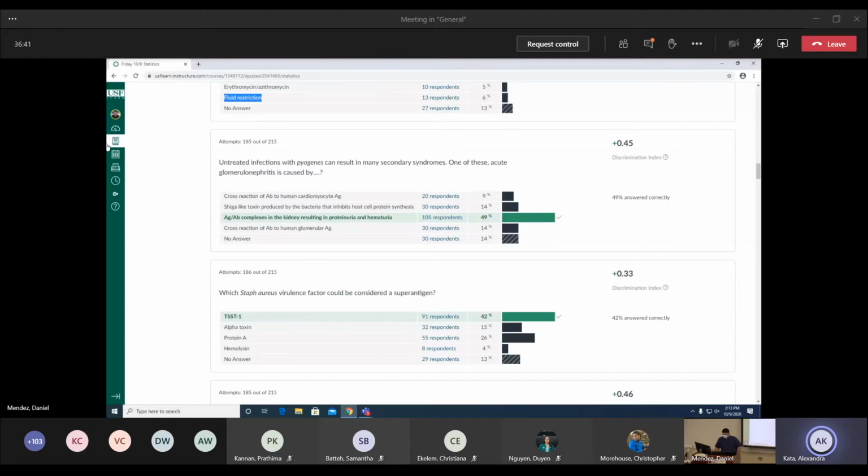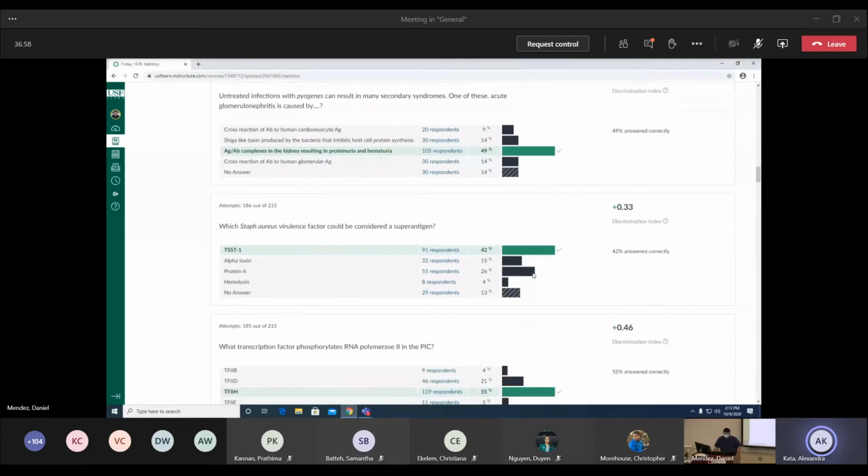Hey, Daniel, what was the other superantigen for Staph aureus? Sorry, can you say that one more time? We didn't have the volume on in the lecture hall. You had said there were two superantigens for Staph aureus. What was the other one? I'm going to let you find that one out.